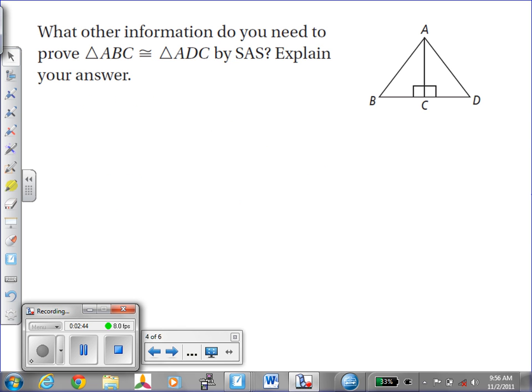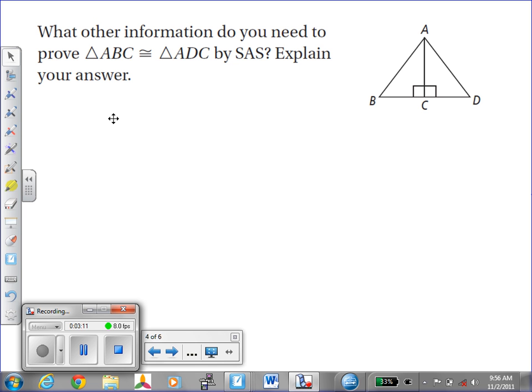Okay, what other information do you need? What do you need to know to prove ABC and ADC are congruent by side, angle, side? And then it says explain your answer. So, Jordan, you want to try to explain? I think you have to know that the sides are congruent. Which ones?